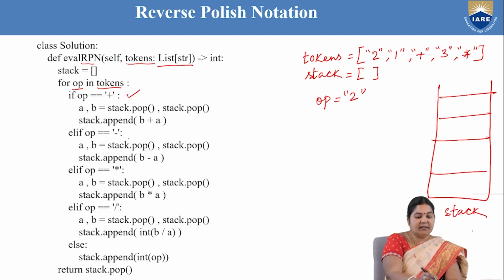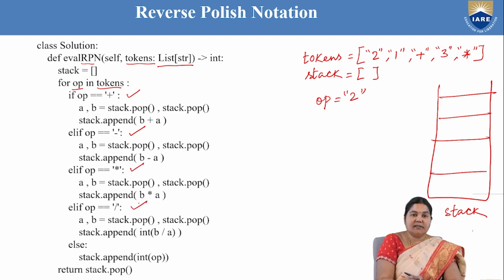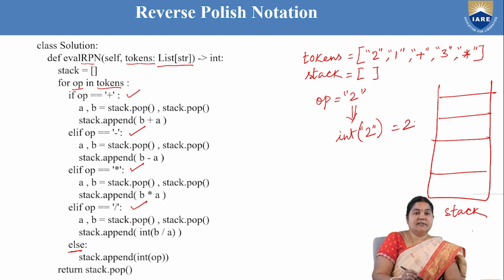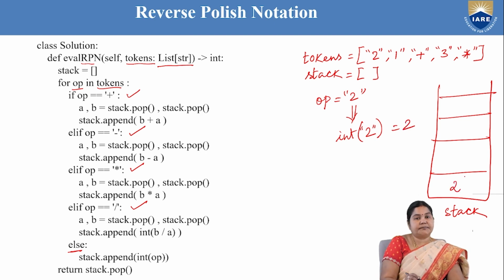We are checking it through the if condition. Is it a plus symbol? Is it a minus symbol? Is it a multiplication symbol or division symbol? Because in the problem they have told to consider only these 4 as the valid operators. So 2 is not any one of these operators, so directly we will move on to the else part. What we will do is convert this string into an integer, which will give you integer 2, and push it onto the stack. So we are converting the operand into an integer, then appending it to the stack.